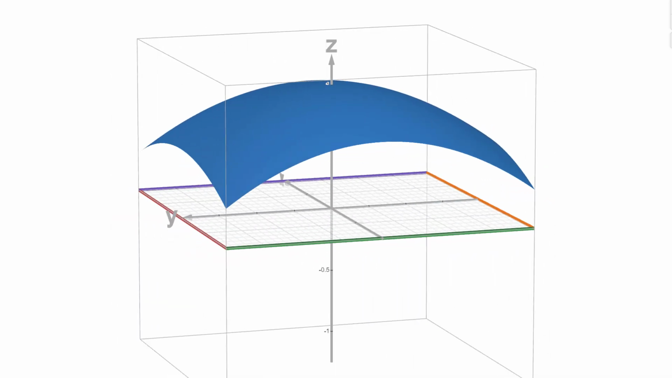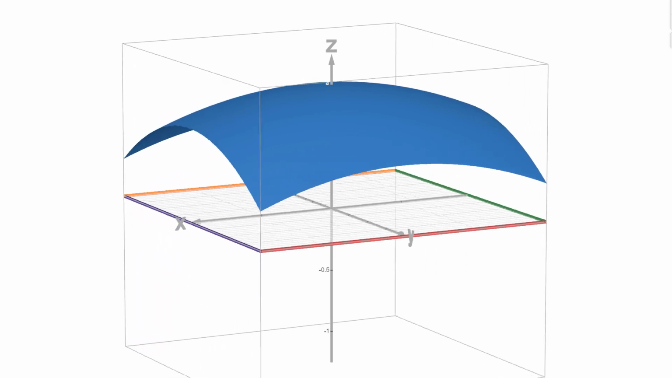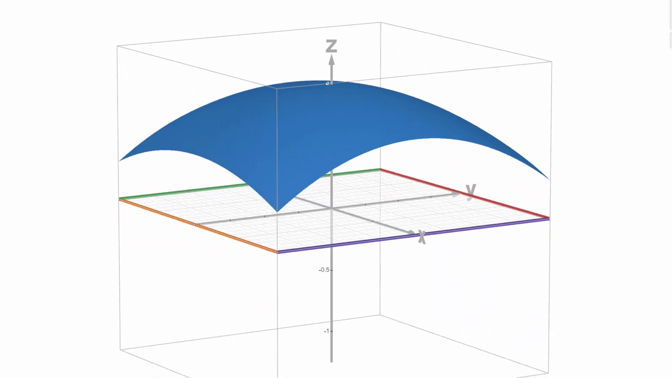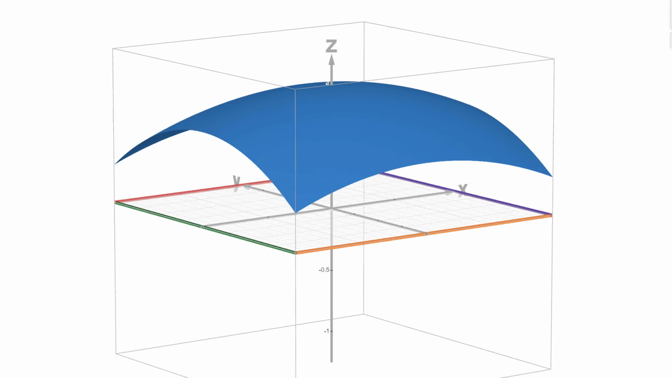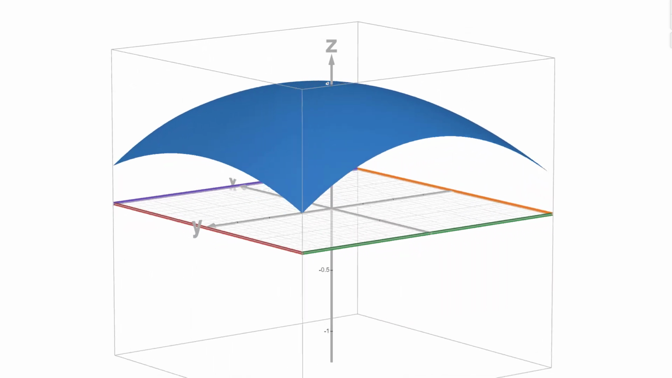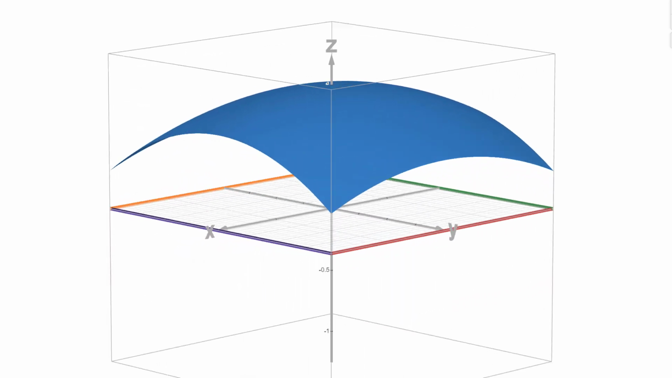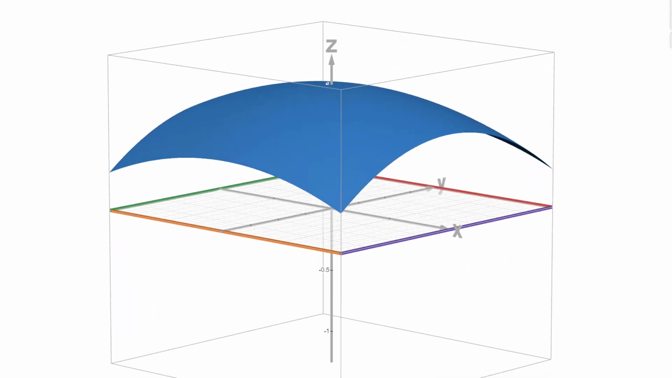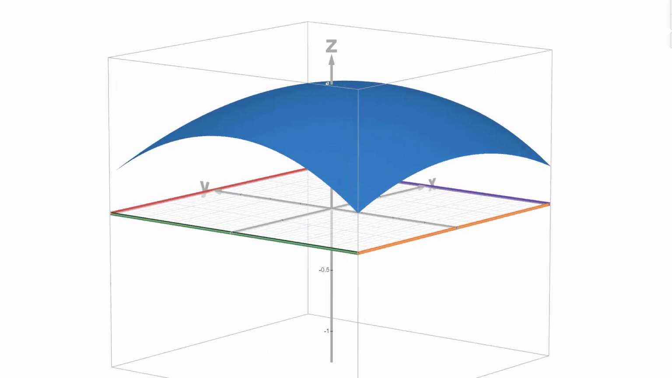And so that value that we got, which was I think 166 over 27, is the volume under this surface, above the xy plane, in this rectangular region that you can see here.